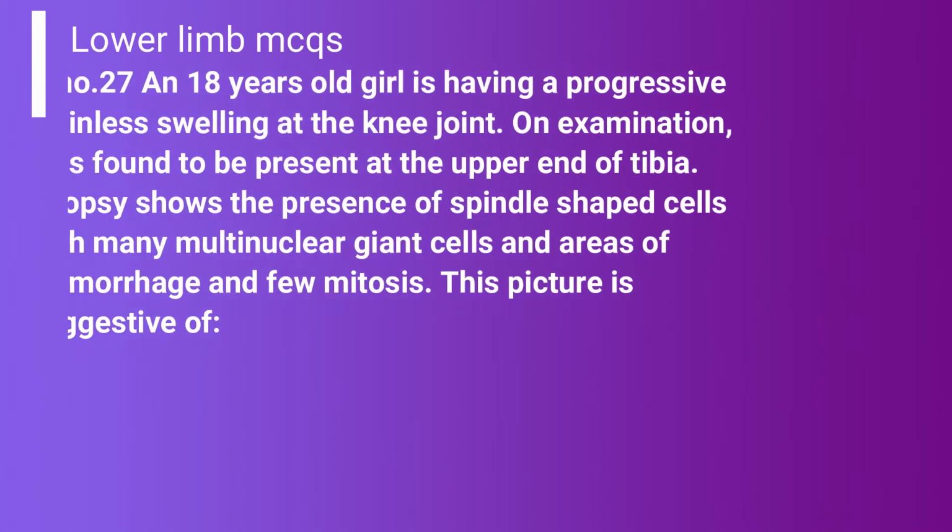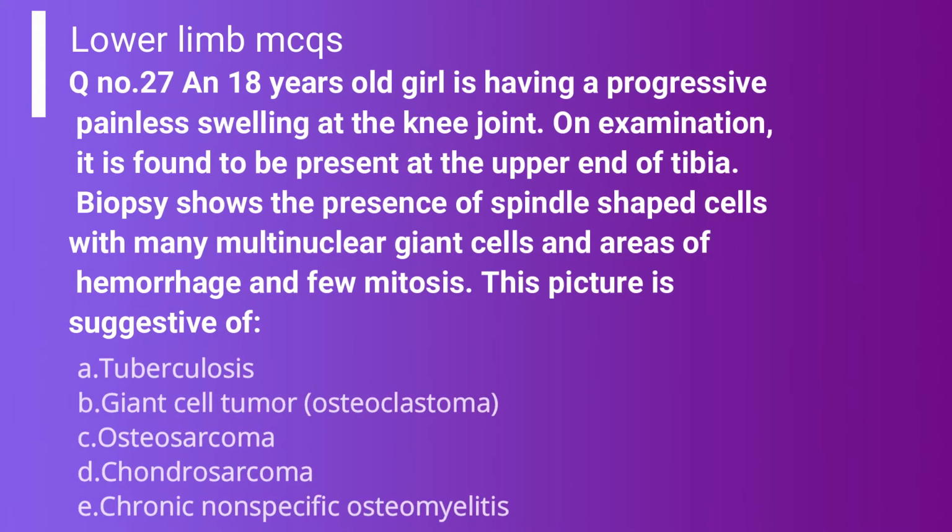Question number 27. An 18-year-old girl is having a progressive painless swelling at the knee joint. On examination, it is found to be present at the upper end of tibia. Biopsy shows the presence of spindle-shaped cells with many multinuclear giant cells and areas of hemorrhage and few mitosis. This picture is suggestive of option A, tuberculosis, option B, giant cell tumor, option C, osteosarcoma, option D, chondrosarcoma, option E, chronic non-specific osteomyelitis.